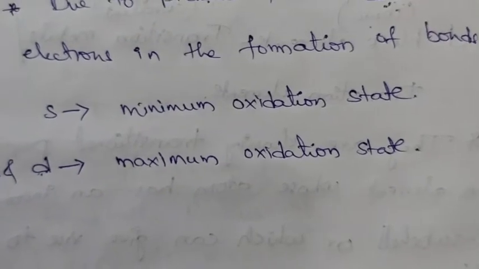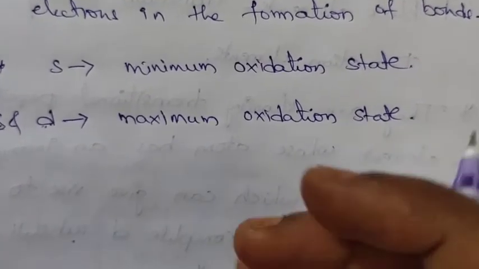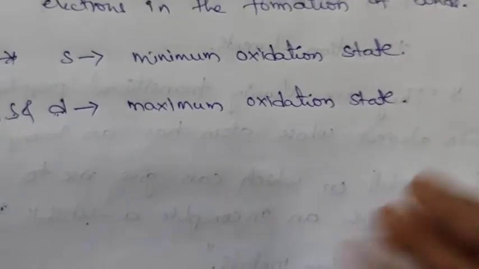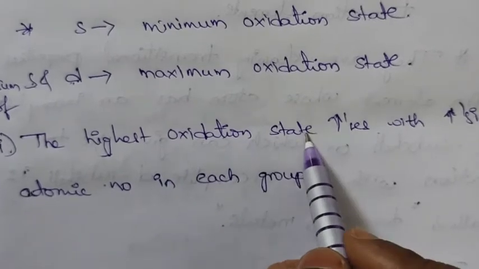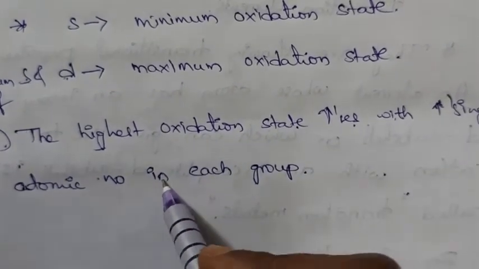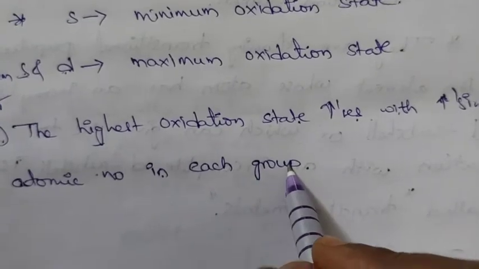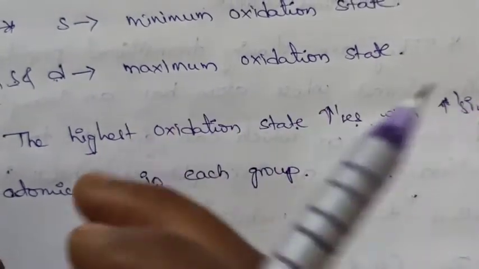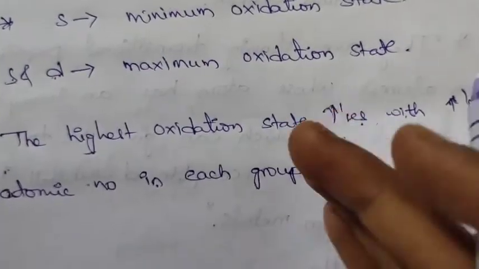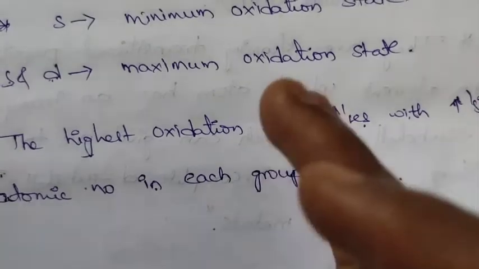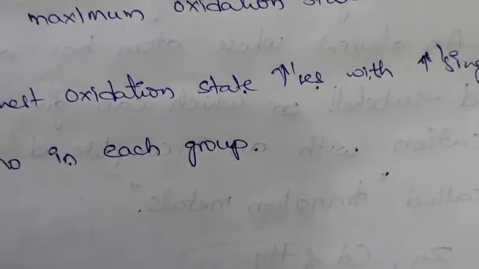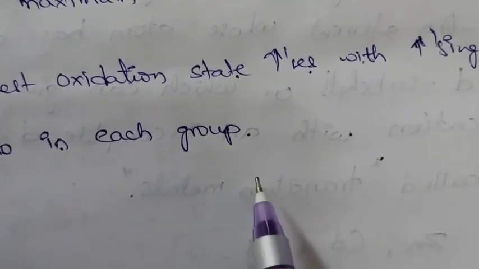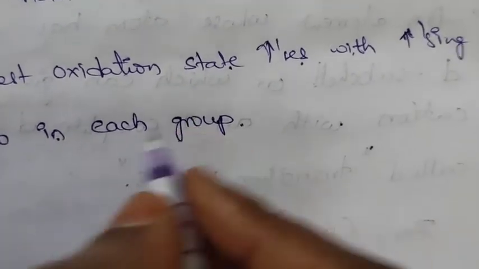Okay, and now we will see how these variable oxidation states differ in the D block elements. The first point is that the highest oxidation state increases with increasing atomic number in each group. Meaning, from left to right, the oxidation state is increasing. Whenever it attains the maximum value in the middle, it again decreases. For example, we will see the oxidation states of first row transition elements.